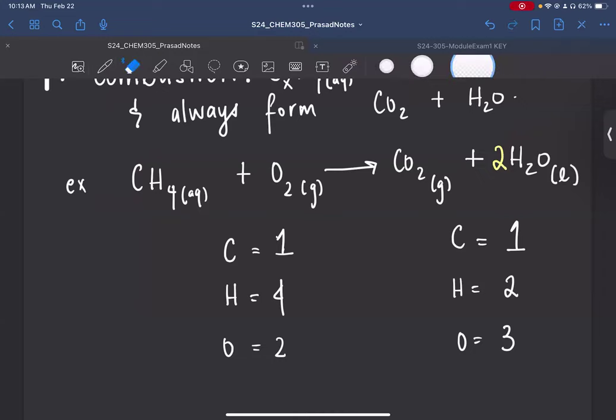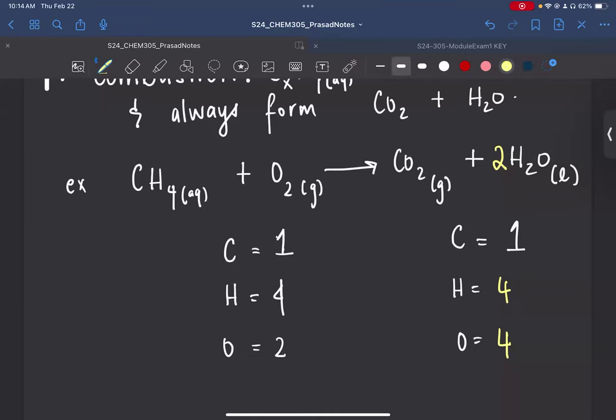Now, in doing so, I have increased the number of hydrogens to 4. But there's a problem. What did I also do unintentionally? I increased the number of oxygens. The 2 in front says that there are 2 of that molecule, which means in total, there are now 4 oxygens on the right.